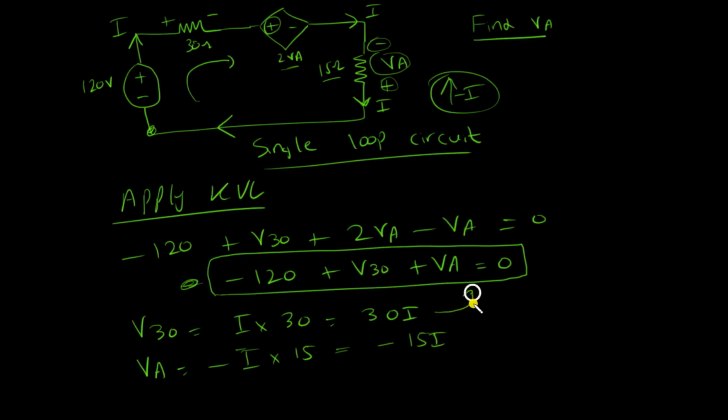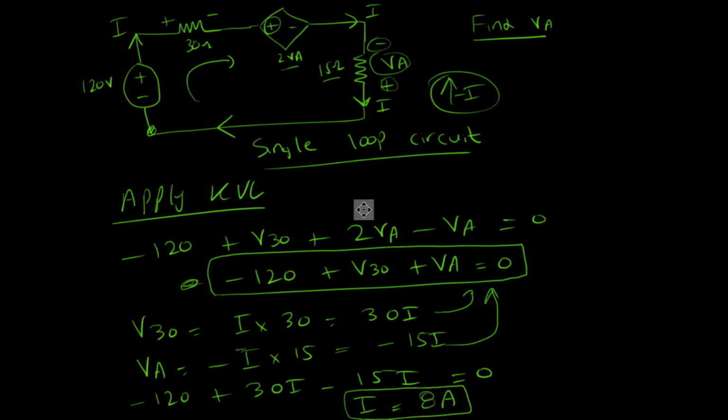If I plug both of these into this equation, it becomes minus 120 plus 30I minus 15I equals 0, and I can use this to find the current. After solving, the current comes out to be 8 amps.